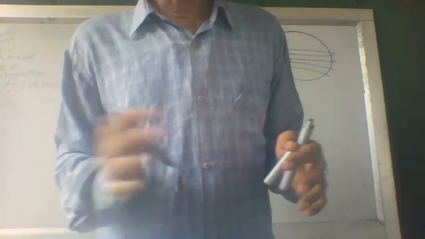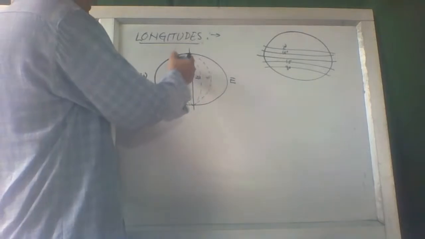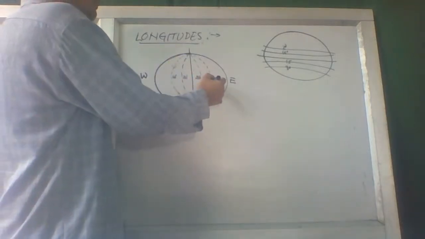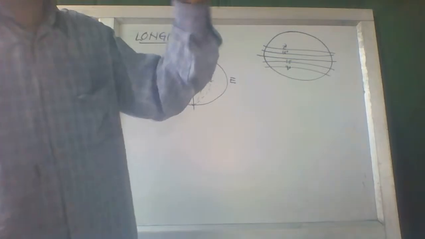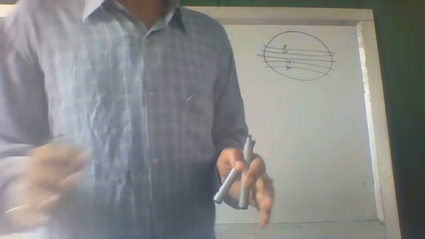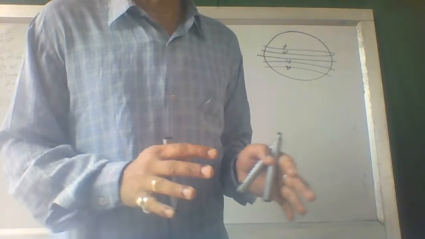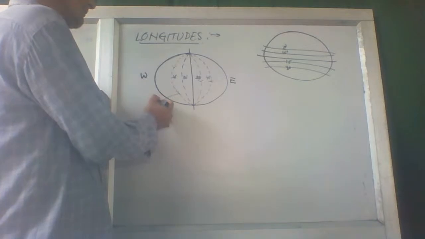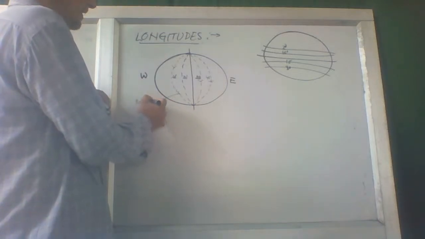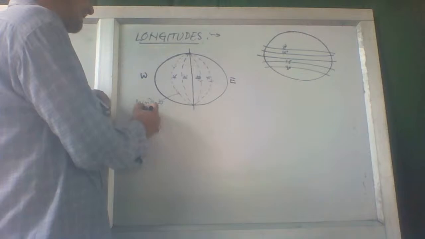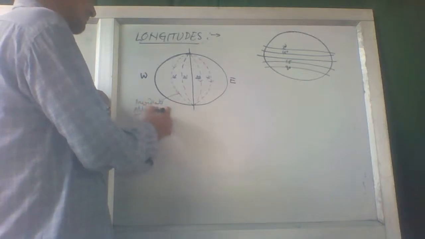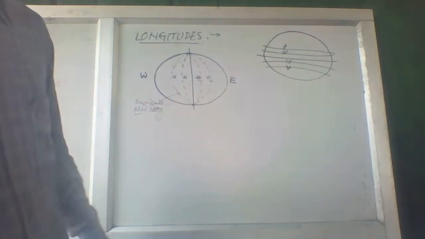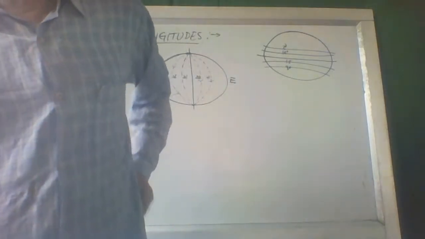On the globe, the longitudes are drawn as a series of semicircles that run from the north pole to the south pole. The direction is this, from north to the south, through the equator. These lines are called the meridians, meaning midday. What you have seen?